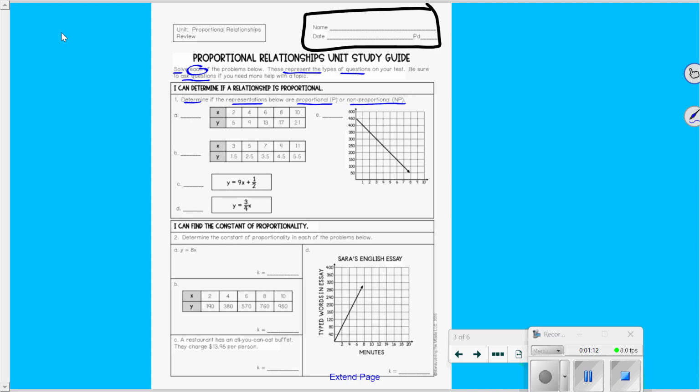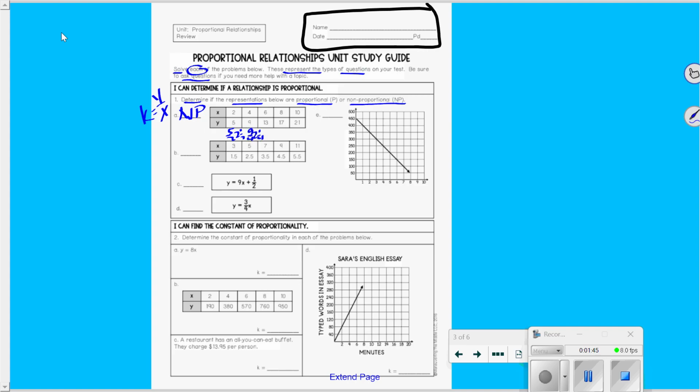So for a table, what's the easiest way to find if it's proportional? Find my k values. Remember, k equals my y over x. So I can just go y over x. 5 over 2 is 2.5. 9 over 4 is 2 1/4. Is that the same? No. So is it proportional? No, my k values are different. If the k values are different, it's not proportional.